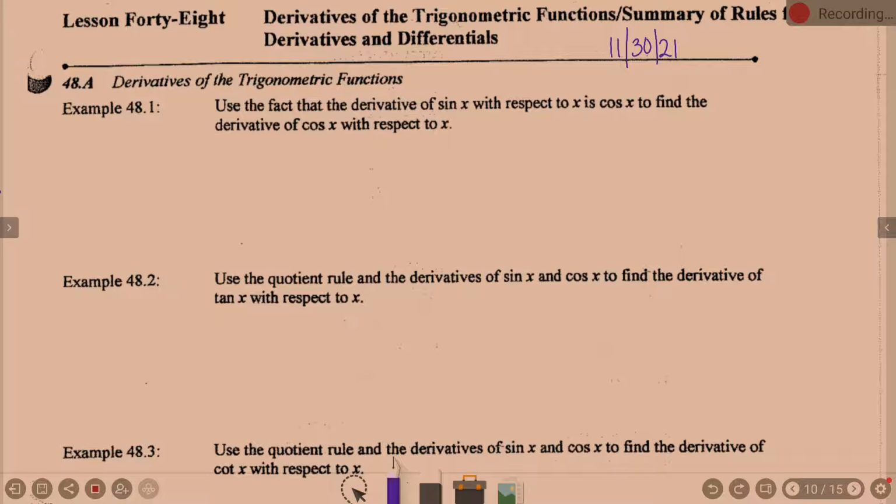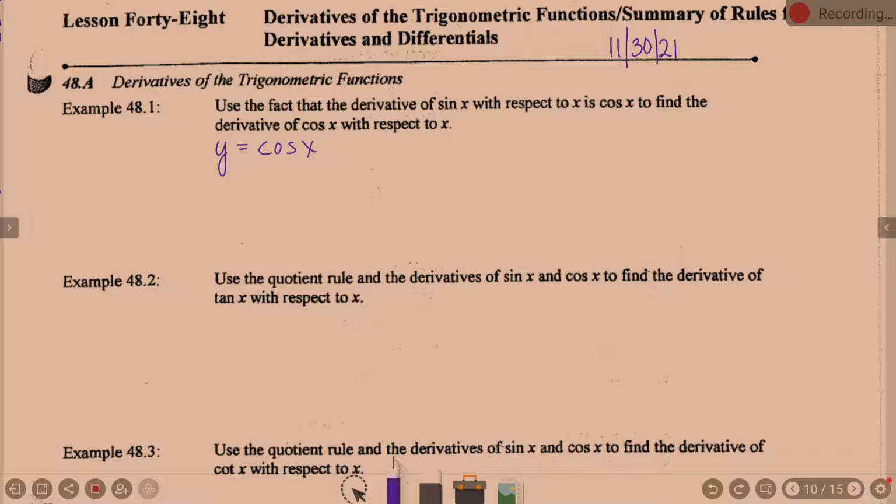Okay? So, now, example 1. Use the fact that the derivative of sine x with respect to x is cosine x to find the derivative of cosine x with respect to x. So we're trying to find the derivative of cosine using the fact that we know the derivative of sine. Okay. So we're starting with y equals cosine x. And our job is to find the derivative of cosine x with the fact that we know the derivative of sine.